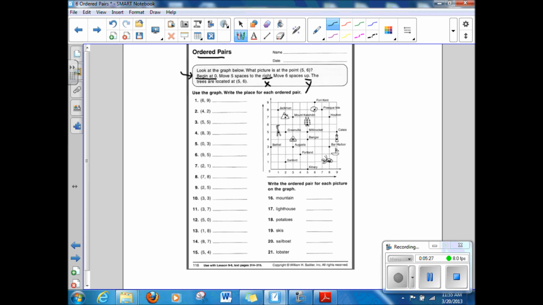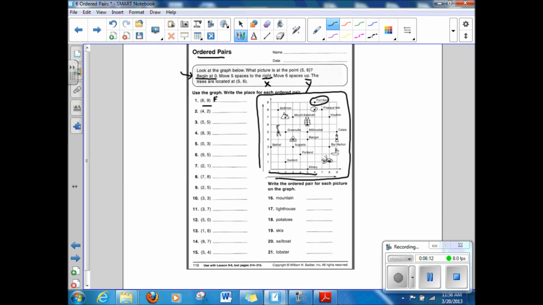Use the graph. Well, that's our graph right here. It says write the place for each ordered pair. Well, if we take a look at 6, 9, we're going to start at 0 and go, well, I shouldn't have blotted that out so much there. Start at 0, go over 6, and up 9. Oh, let's see, 6, 9. Oh, it says Fort Kent. So then very neatly, I write Fort Kent on that first line. I'll let you go ahead and finish that on your own. Number 1 through 15, you find the ordered pair and the item, and you write those neatly and precisely. Remember, in mathematics, we are trying for precision and neatness. And keep your words on the line and use a smaller, tight handwriting.